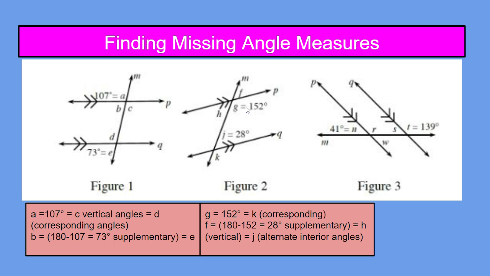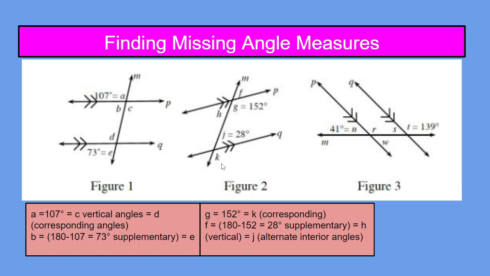Now in figure 2, we're given that G is 152 degrees. We know that F and G are supplementary again, so we can take 180 minus 152, and that will give us 28 degrees for F. F and H are vertical angles, so we know that H is also going to be 28 degrees.